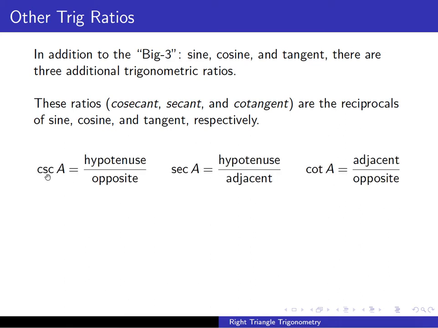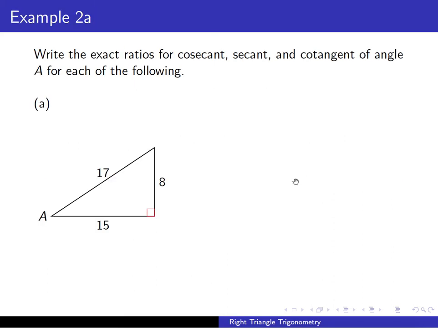So cosecant is hypotenuse over opposite, the reciprocal of sine. Secant is hypotenuse over adjacent, the reciprocal of cosine. And cotangent is adjacent over opposite, the reciprocal of tangent. So if you've already found sine, cosine, and tangent, you can take the reciprocals to get cosecant, secant, and cotangent, respectively.